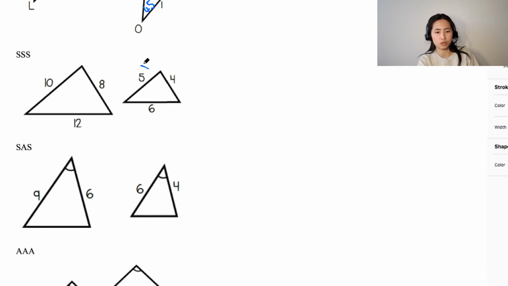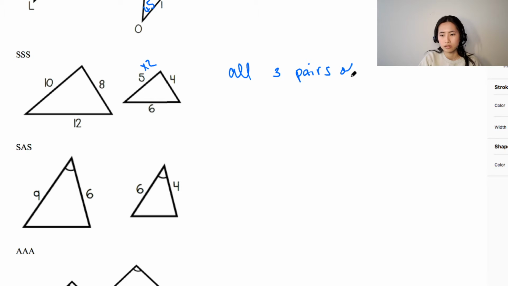So 5 times 2, you get 10. 4 times 2, you get 8. And finally, 6 times 2, you get 12. So this is your side, side, side triangle. You can say that all three pairs of sides are proportional. So that's when you have side, side, side.